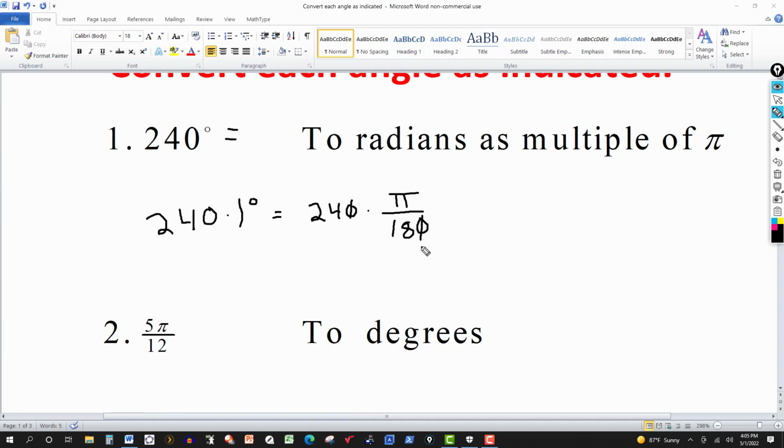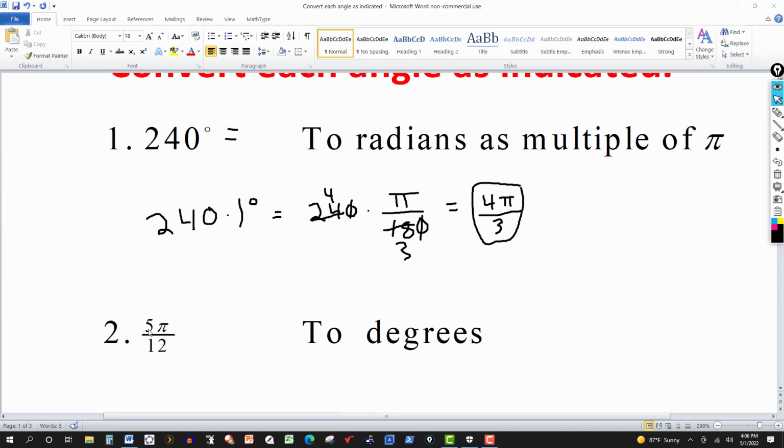Cancel that right there, and divide by 6 here. 6 into 18 is 3. 6 into 24 is 4. So we get 4 pi over 3. And usually the radians is understood. If I don't have a unit, that's understood to be radians. Sometimes you'll see some text will put radian there. And it wants the answer in multiple of pi, so we have it there.